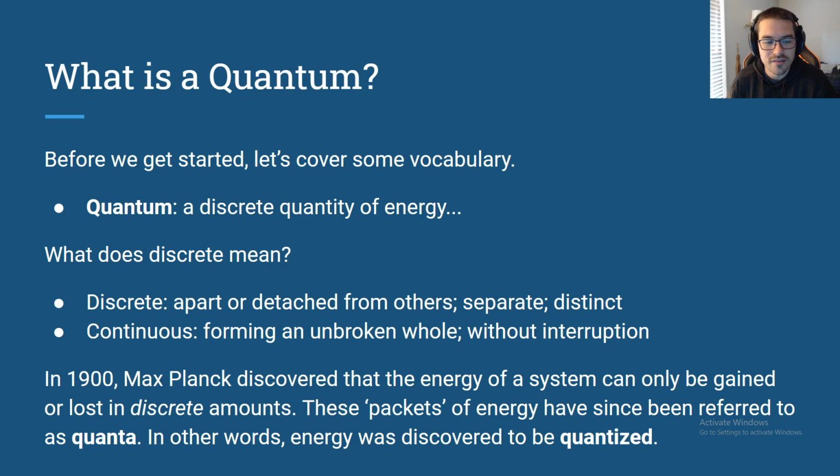Energy is not a continuous thing. It is a discrete thing. So instead of energy being available in any amount, energy is actually only available in our universe in discrete packets or discrete amounts, which are referred to as quanta or an individual quantum.